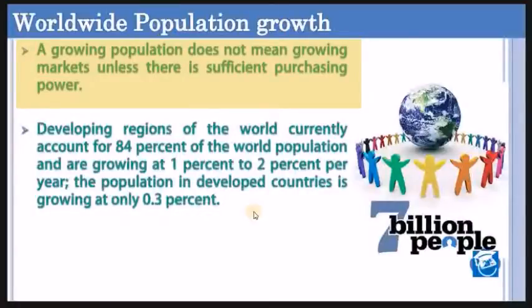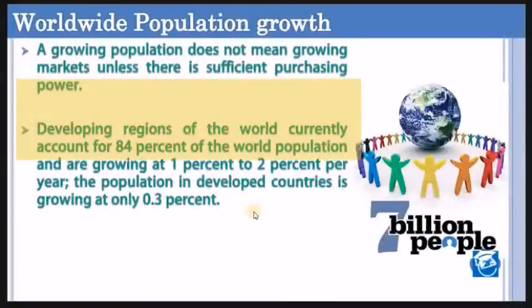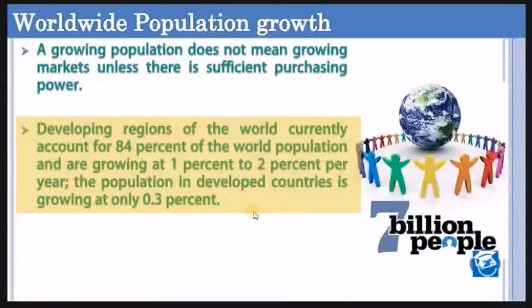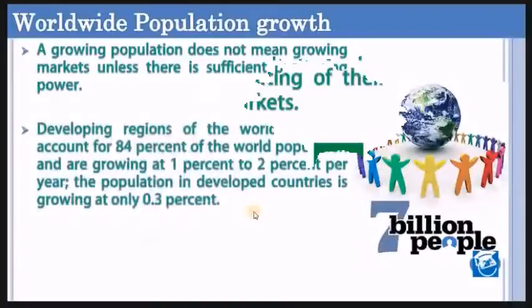Population growth is highest in the countries and communities that can least afford it. Developing regions of the world currently account for 84% of the world population and are growing at 1% to 2% per year. The population in developed countries is growing at only 0.3%. In developing countries, modern medicine is lowering the death rate, while the birth rate remains fairly stable.